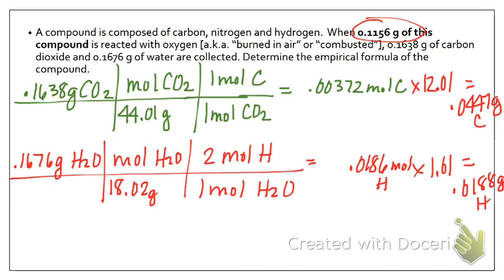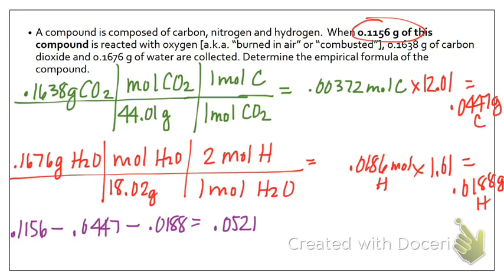So now I can go down here. Nitrogen feels like it should be purple. 0.1156 minus 0.0447 minus 0.0188 is going to equal 0.0521 grams of nitrogen. So now to get empirical formula, what do I need to do with my grams of nitrogen? Convert it to moles, right?